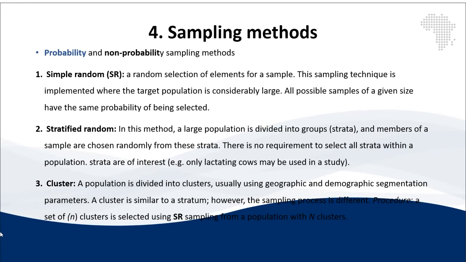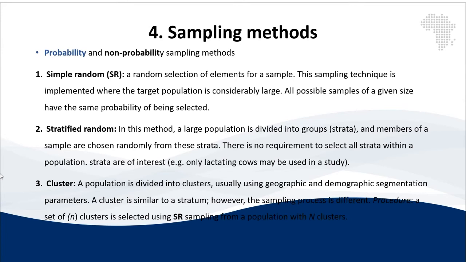Sampling methods: there are probability and non-probability sampling methods. The probability one that's highlighted in blue is the one that is mostly used in quantitative research with respect to natural sciences. It's mostly used because, in some instances, non-probability sampling methods are also used in the natural sciences.